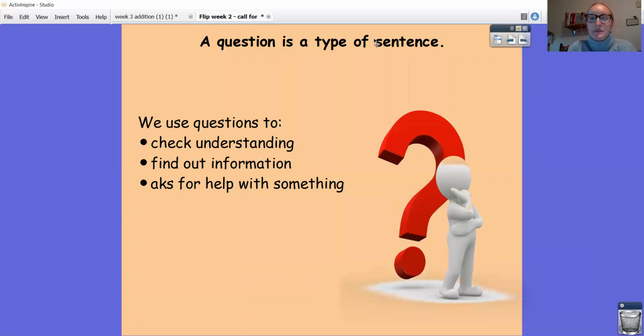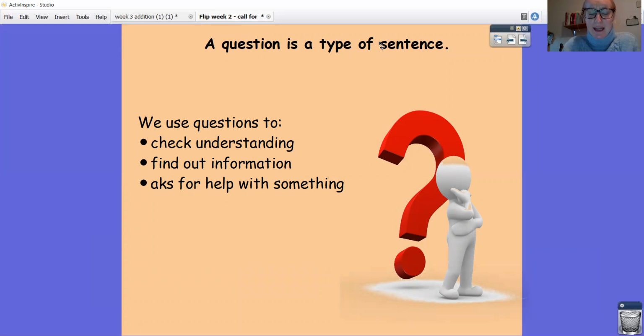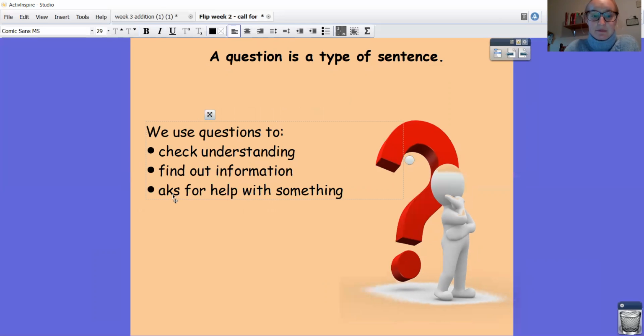So moving on, today we are going to look at questions, okay? And you might be thinking, what is a question? I've never seen a question before. So we ask questions a lot in our day-to-day lives, and a question is a type of sentence. And we use questions to check understanding. We use questions to find out information. We use questions to ask for help with something, okay?